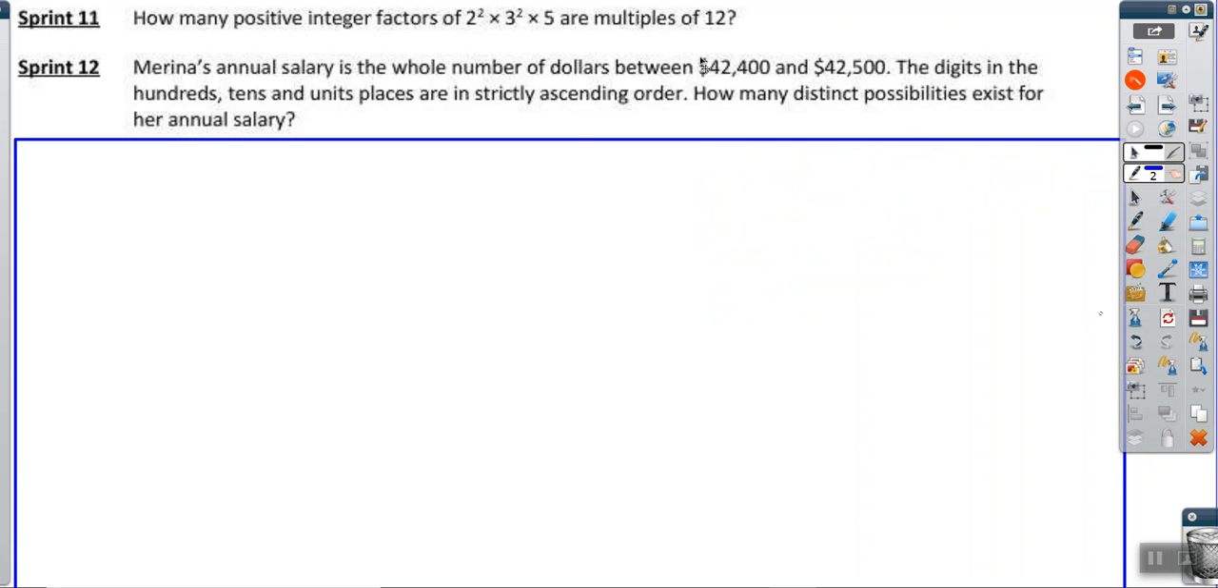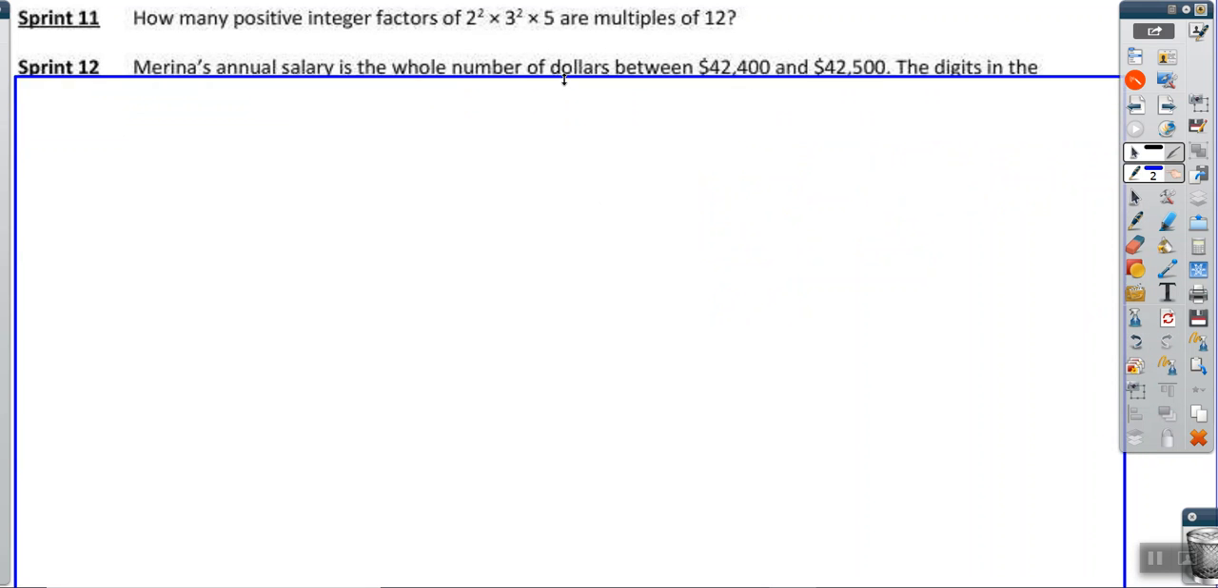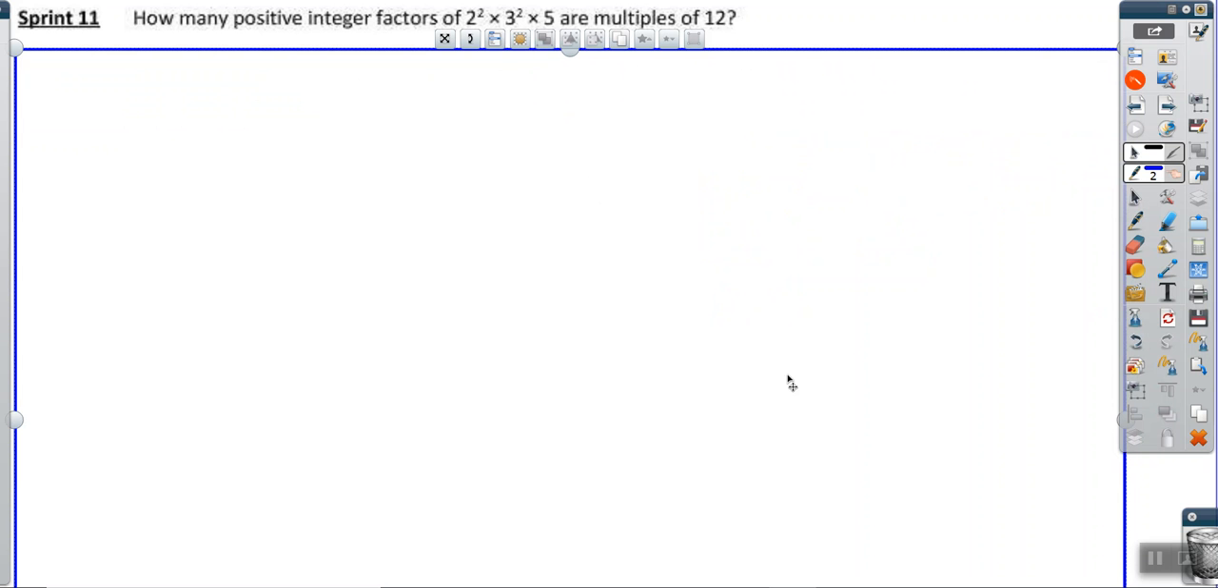All right, so we'll do one more because we love factors. This competition had a lot of factoring problems. Not factoring like the quadratic sense of the word, but factoring as in prime factorization. So number 11. How many positive integer factors of 2 to the second times 3 to the second times 5 are multiples of 12?